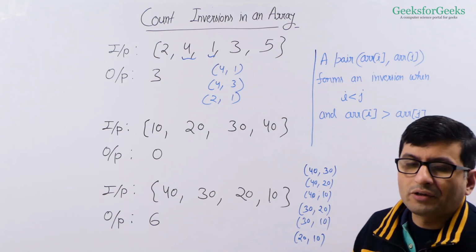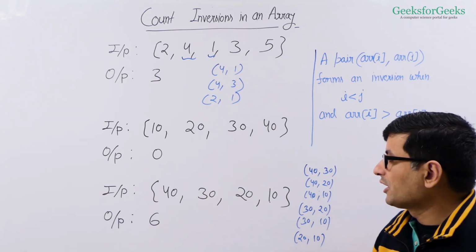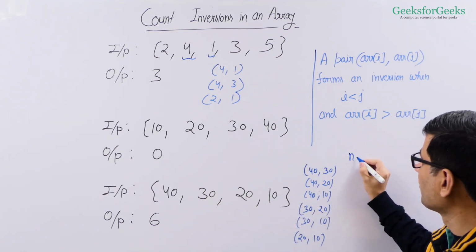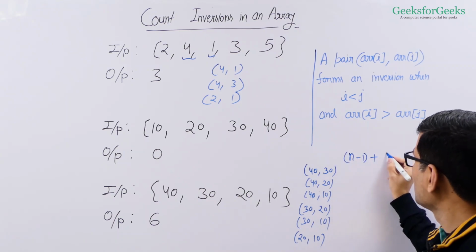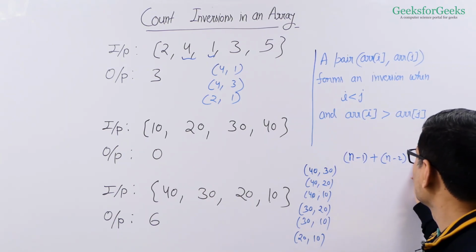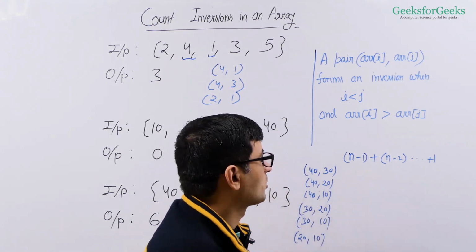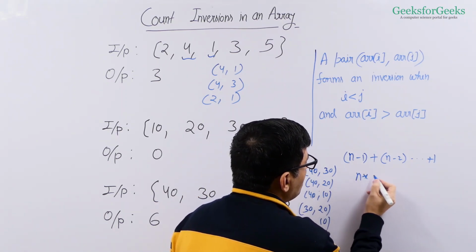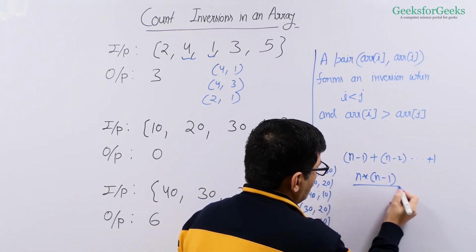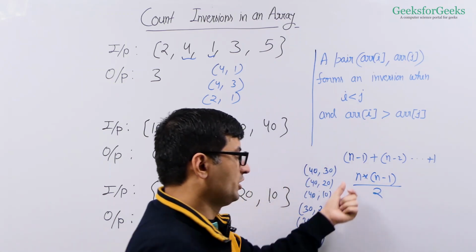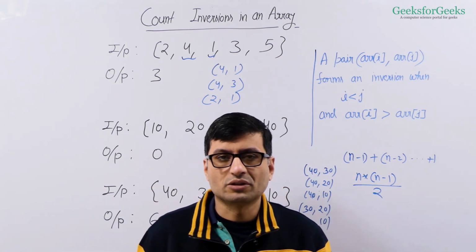So in general, if your array is sorted in decreasing order, then your first element is going to form n-1 inversions. The second element is going to form n-2 inversions, and the last element is going to form 1 inversion. And the total number of inversions is going to be n times (n-1) by 2, in general, when your array is sorted in decreasing order.